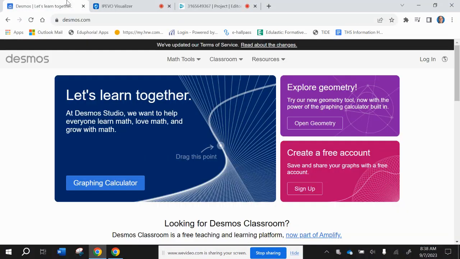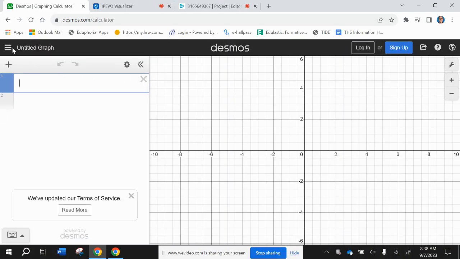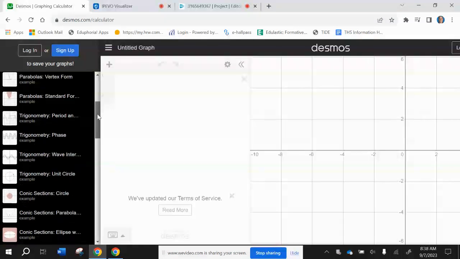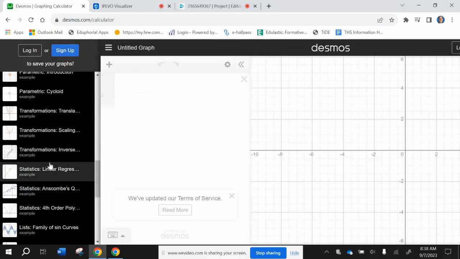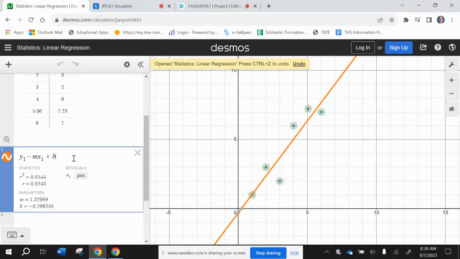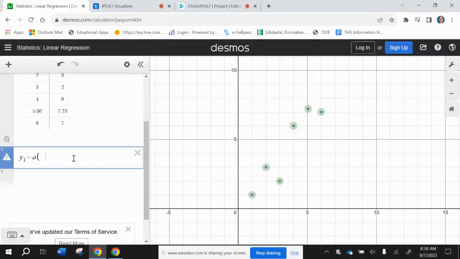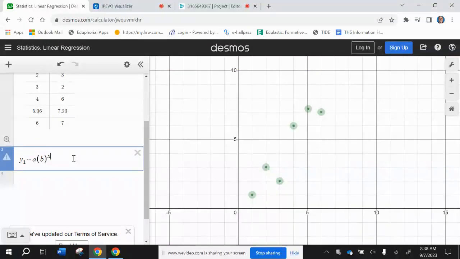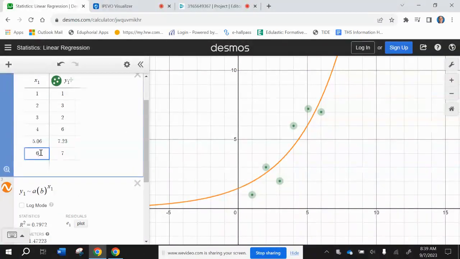So we're going to go to the Desmos graphing calculator. We're looking for statistics, linear regression. Even though we don't want linear regression, the only option Desmos offers is statistics, linear regression. So we're going to open the graph, but we can change the linear equation to exponential. To do that, it's a times (b to the x1). Now our regression is exponential. So now all we need to do is change the table.